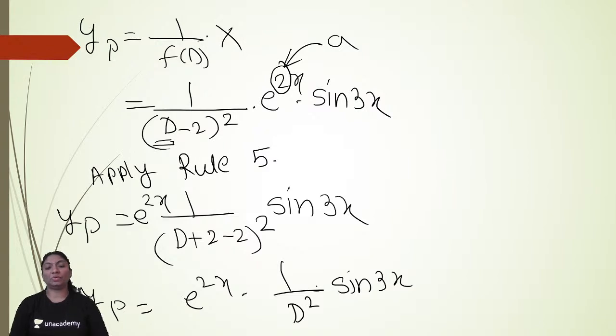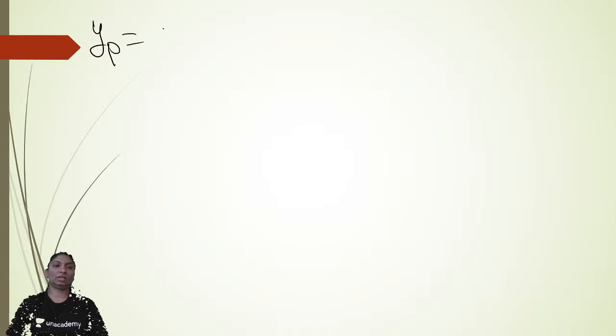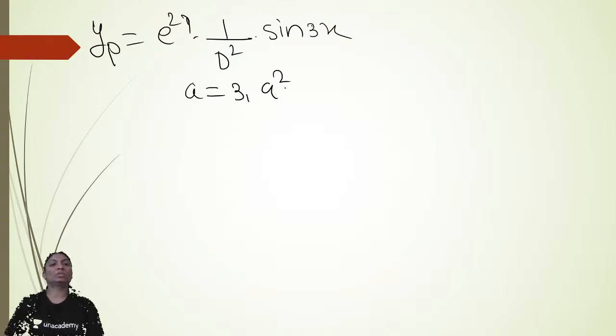So what is our shortcut rule? If in the f of d square, replace d square with minus a square. Here our a is equal to 3. So we can write yp is equal to e raised to 2x into 1 upon d square into sine 3x. Here a is equal to 3, a square is equal to 9, so minus a square is equal to minus 9.